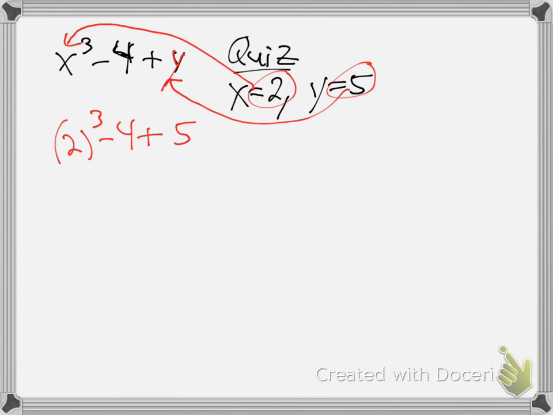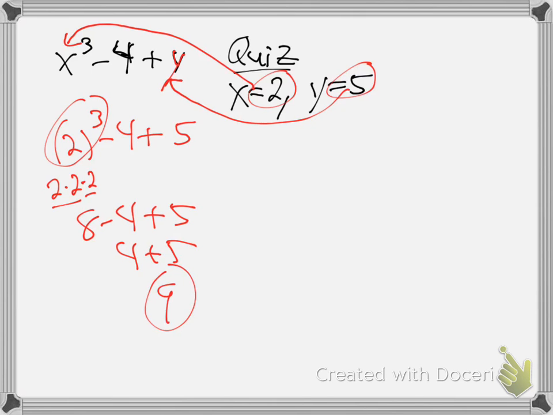What do you do first? That power, huh? 2 to the third. Now, careful, that's not 2 plus 2 plus 2. It's 2 times 2 times 2. 2 times 2 is 4, times 2 is 8. And 8 minus 4 is 4, plus 5 is 9. And that was option C, as 85% of you knew. That's good. That's very good.